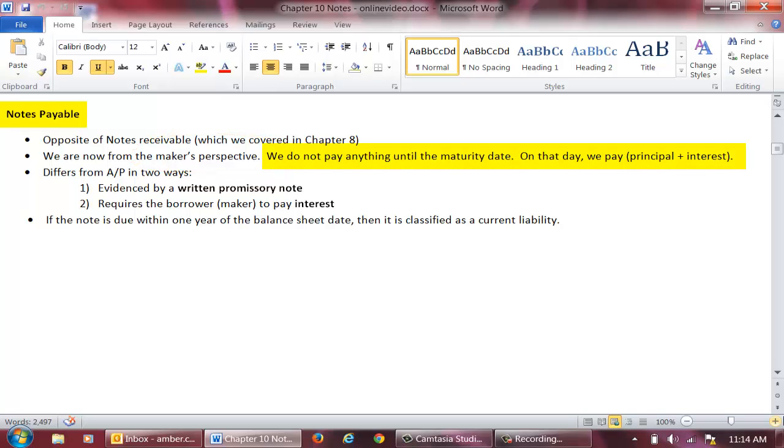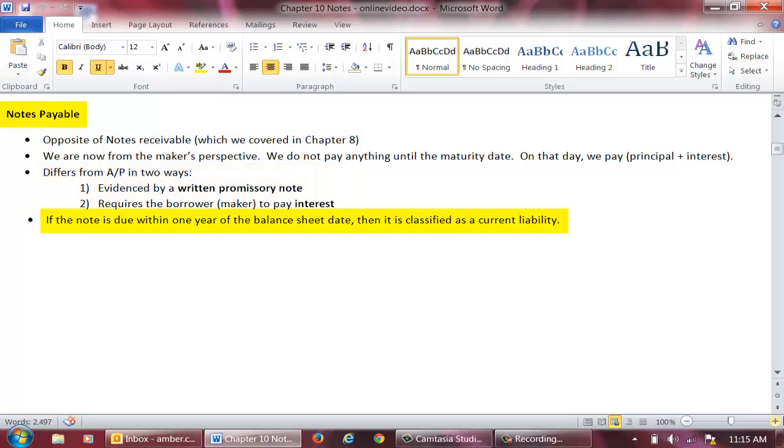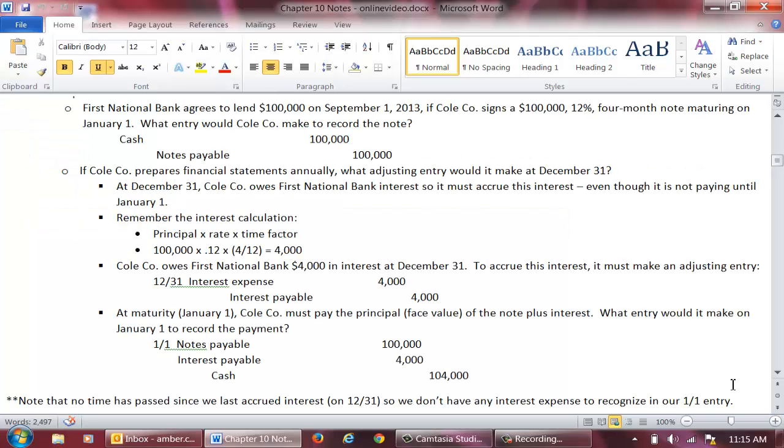Remember, the maker is the party that initially receives the benefit and will pay the total due, principal and interest, on the maturity date. Notes payable differs from accounts payable in two important ways. First, it is evidenced by a written promissory note, and second, it requires the maker to pay interest. If the note is due within 1 year of the balance sheet date, then it will be classified as a current liability.